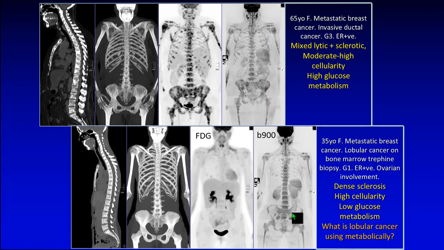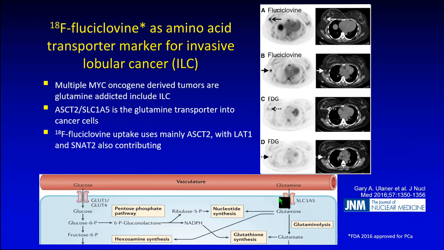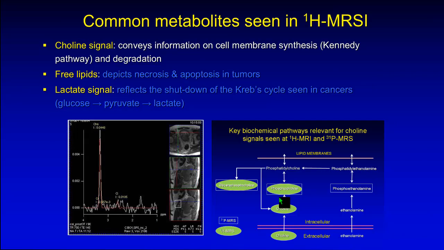That's a bit strange. What's lobular cancer eating? It's not eating glucose. It must be eating something. It's going to kill the patient. What is it eating? It's eating glutamate. And you can visualize that using something called fluciclovine. But that's, again, a different conversation.